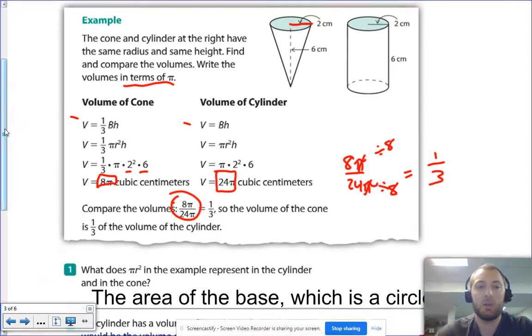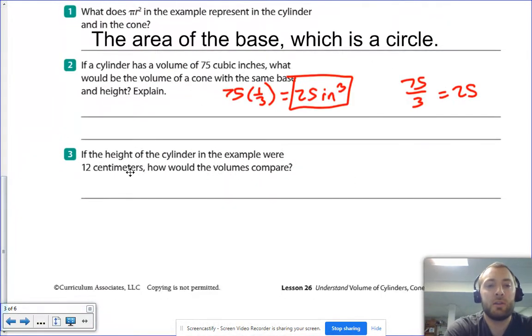So let's just check it though. If I did for the cylinder, pi r squared times the height. So the radius is still, what did we say the radius was?